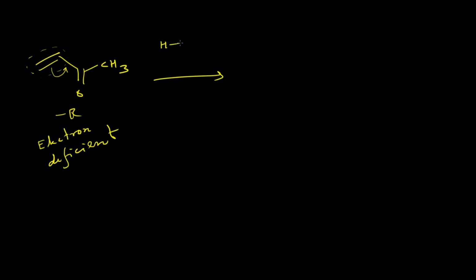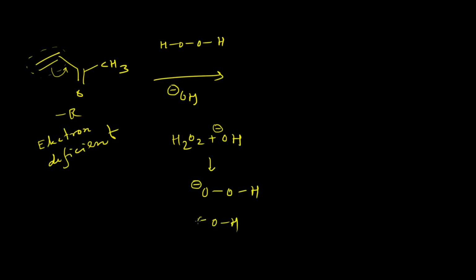Here the epoxidizing agent is hydrogen peroxide in the presence of OH-. Hydrogen peroxide will react with OH-, and thereby a new nucleophile, the peroxide anion, will be generated in the reaction medium. Now you can say, hey, wait a minute, the peroxide anion and the OH- both can act as a nucleophile and both can attack this alkene. So what is the benefit here?